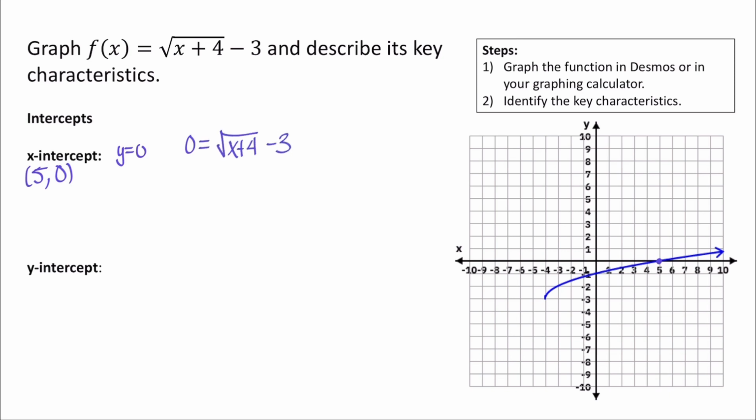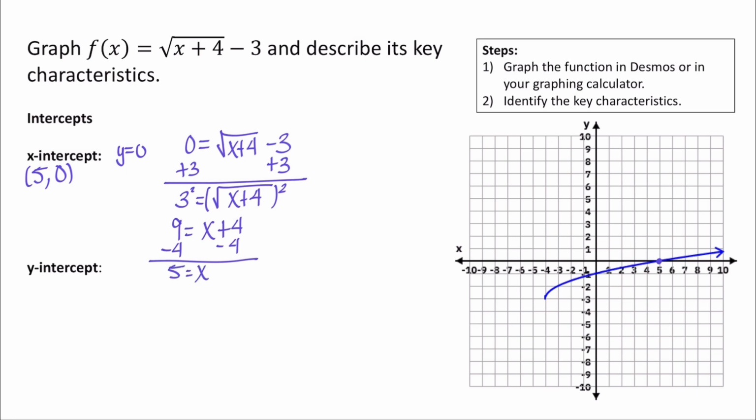So when I do this, I can solve by adding 3 to both sides. And when I do that, I get 3 equals the square root of x plus 4. I can now square both sides. So I get 9 equals x plus 4. Subtract 4 from both sides, and I get 5 equals x. So that's why we have an x-intercept at 5.